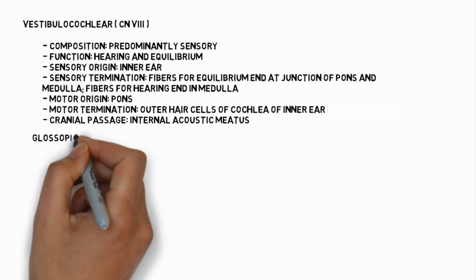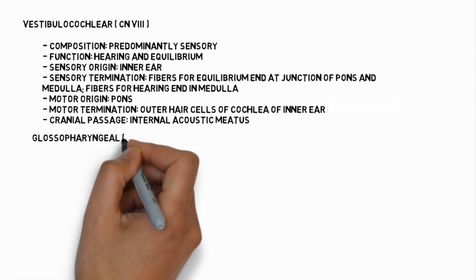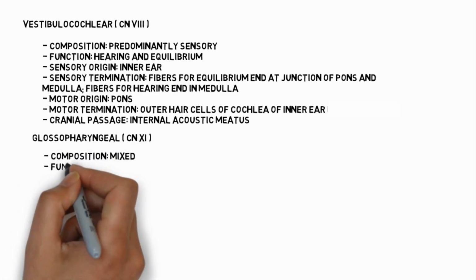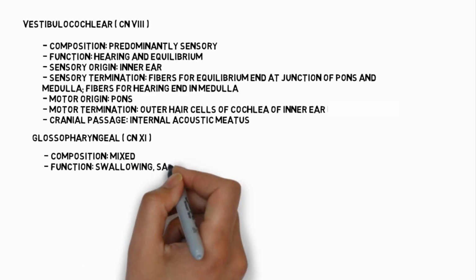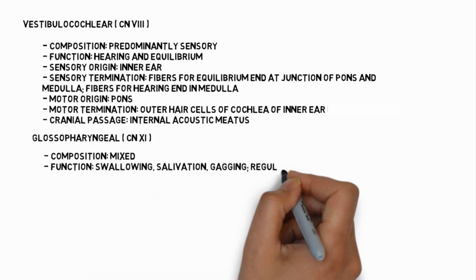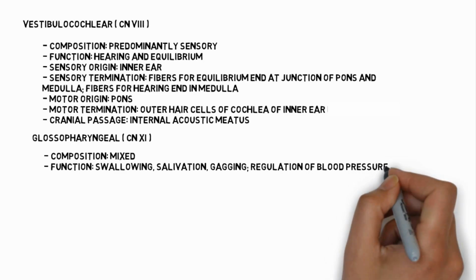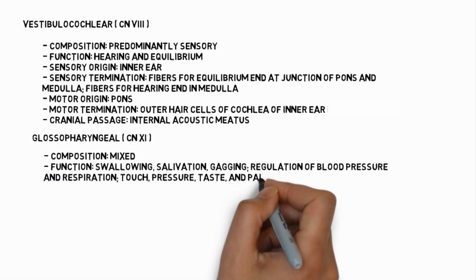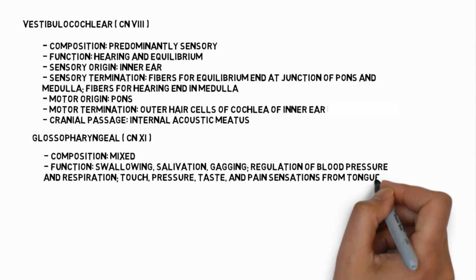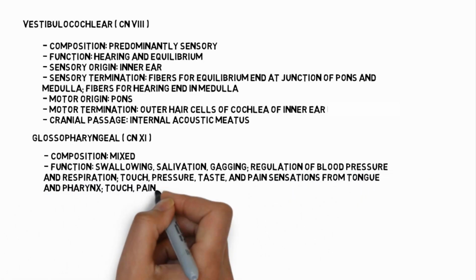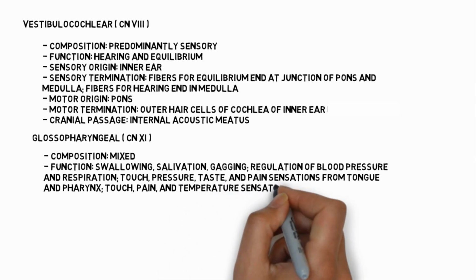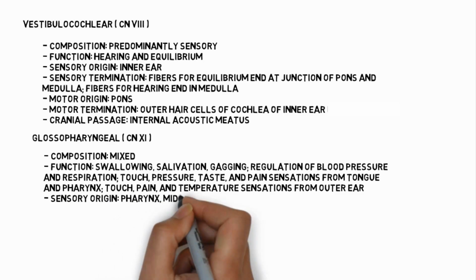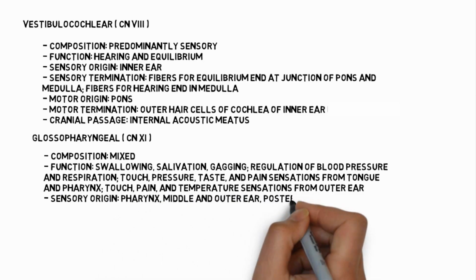Next is cranial nerve 9, that is glossopharyngeal nerve. It is a mixed nerve which consists of both motor and sensory fibers. It helps in swallowing, salivation, gagging, regulation of blood pressure and respiration, carries sensations like touch, pressure, taste and pain from tongue and pharynx. Also carries touch, pain and temperature sensations from outer ear.